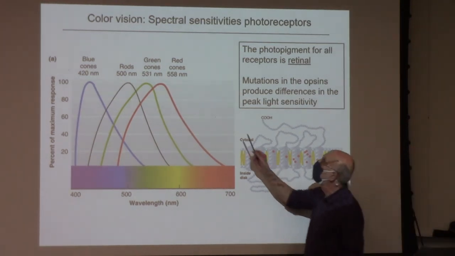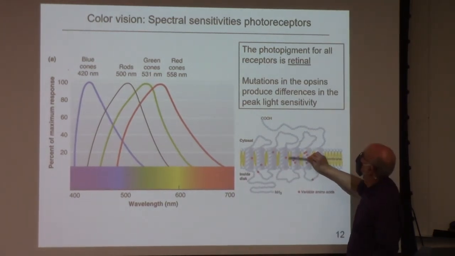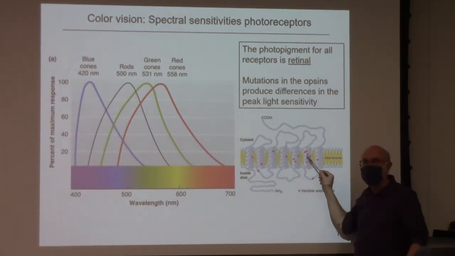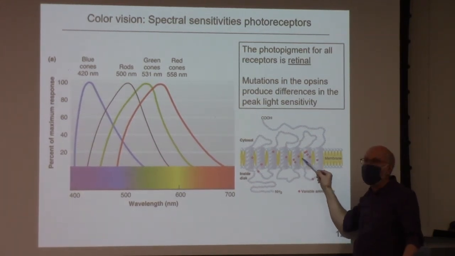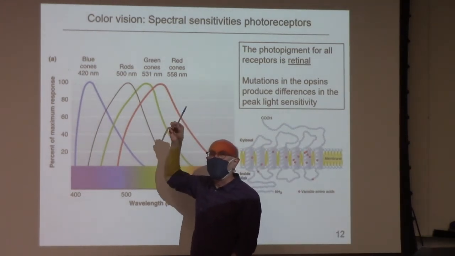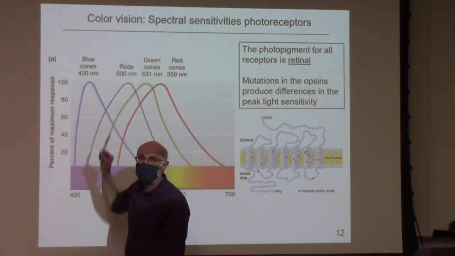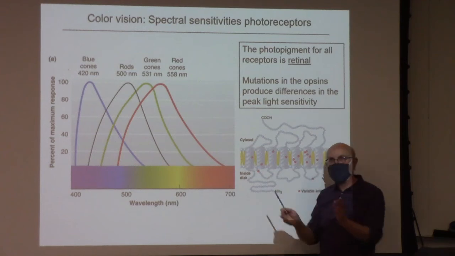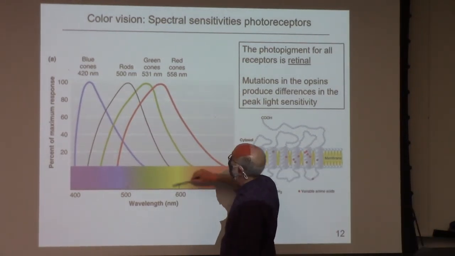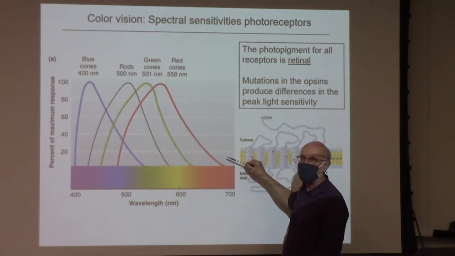Different cones express different opsins with specific mutations, specific single nucleotide polymorphisms, single amino acid changes that render the retinal sensitive to specific colors of light with a spectrum, with a range. So even though the red opsin's best detection is of yellow light, it also detects red light.